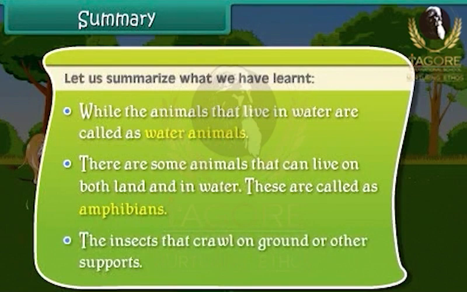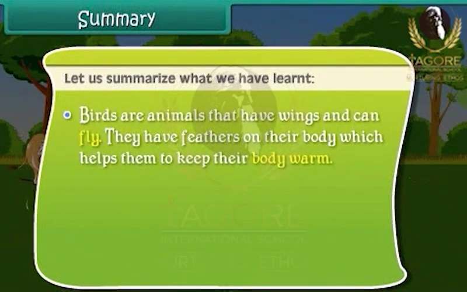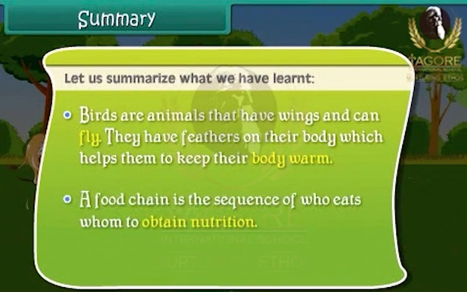The insects crawl on ground or other supports. Birds are animals that have wings and can fly. They have feathers on their body which helps them to keep their body warm. A food chain is the sequence of who eats whom to obtain nutrition.